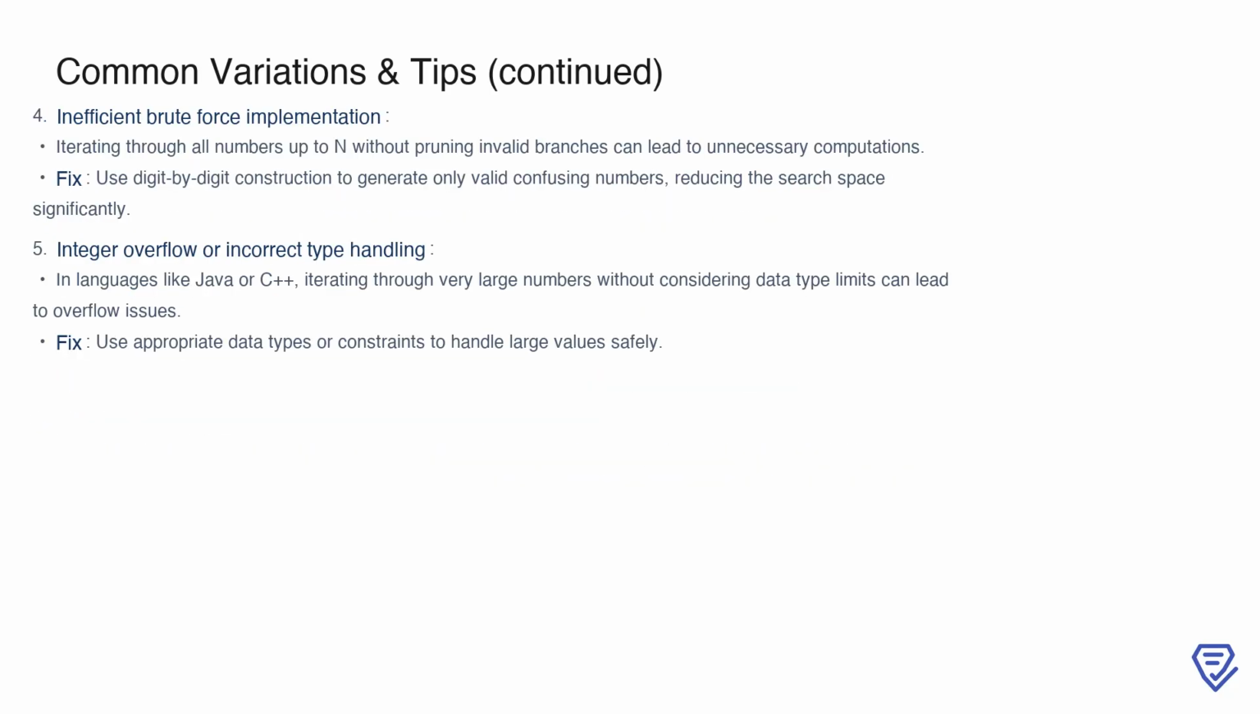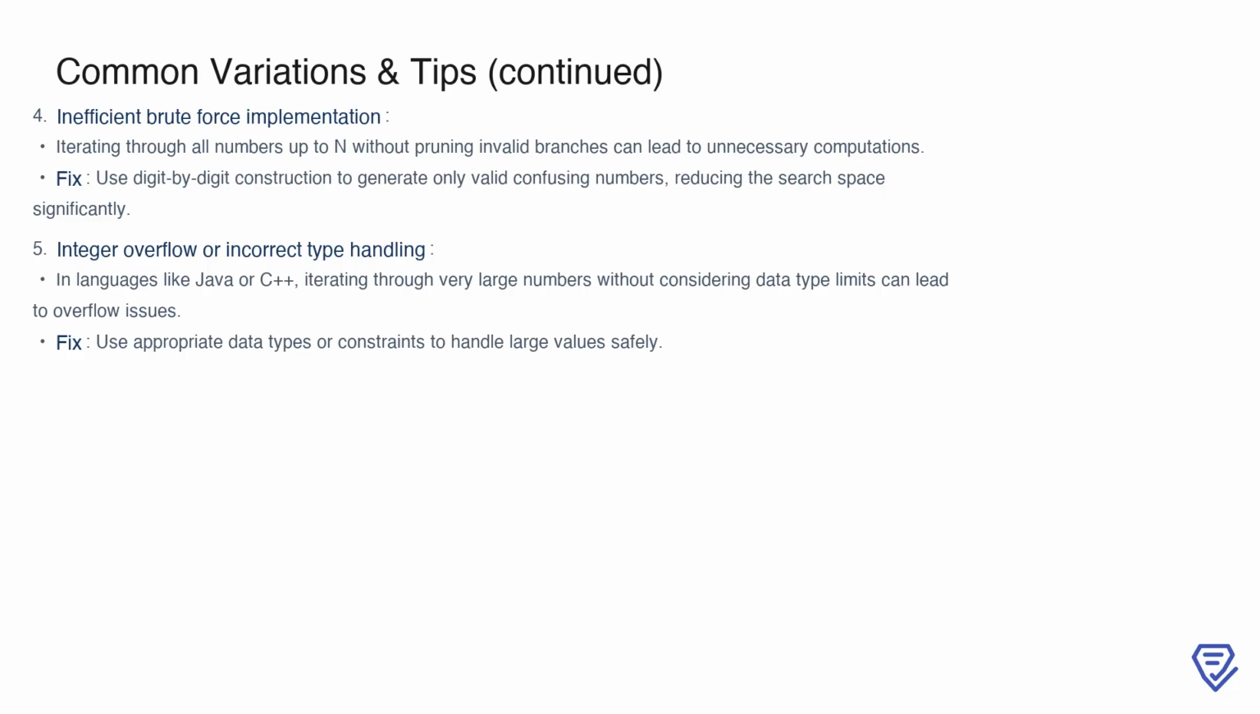Another challenge is inefficiency caused by brute force implementations. If you attempt to iterate through all numbers up to n without eliminating invalid branches early, your solution will perform unnecessary computations, especially for larger values of n. A more efficient approach is to generate valid confusing numbers digit by digit, using only the valid digits. This strategy drastically reduces the search space and avoids wasting time on invalid numbers.